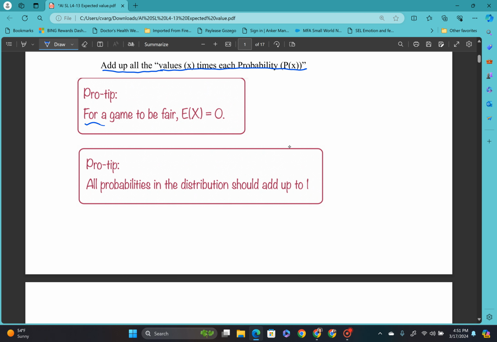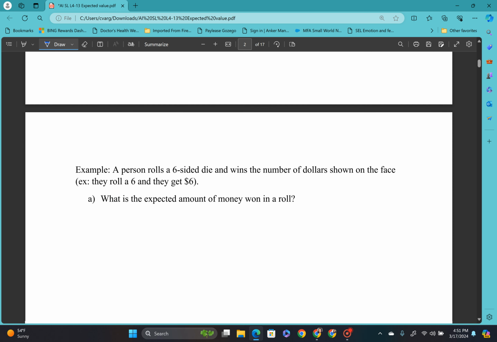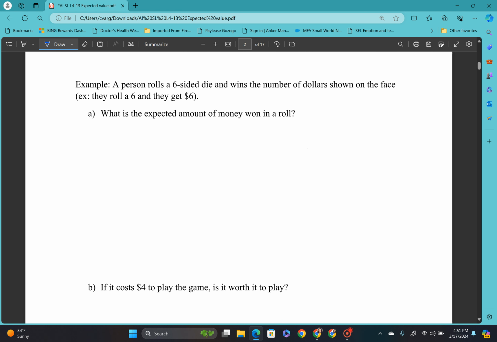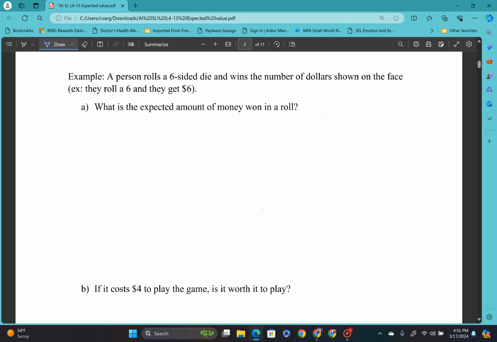Pro tip that you need to know is for a game to be fair, the expected value has to be 0. And another pro tip is all the probabilities in the distribution should add up to 1, right? So the probability of the total distribution happening is going to equal 100%. All right. So here's an example. I told you again, it looks complicated, but it's really not.